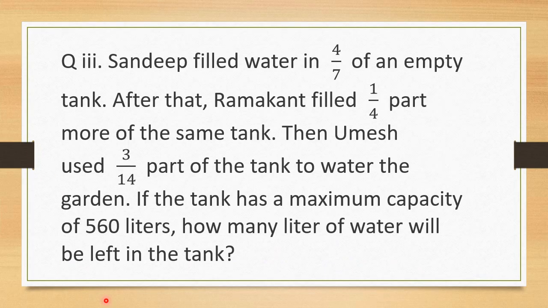Question number 3. Sandeep filled water in 4 by 7 of an empty tank. After that, Ramakant filled 1 by 4 part more of the same tank. Then Umesh used 3 by 14 part of the tank to water the garden. If the tank has maximum capacity of 560 liters, how many liters of water will be left in the tank? Let's see the solution.